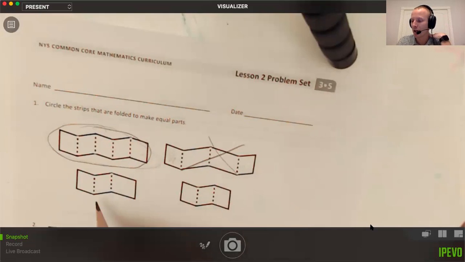So same thing here, I have 3 parts, but I couldn't say that I have 1/3 or even 2/3 because they're not equal. So I can't circle that one. I can't make thirds out of that because they're not even.